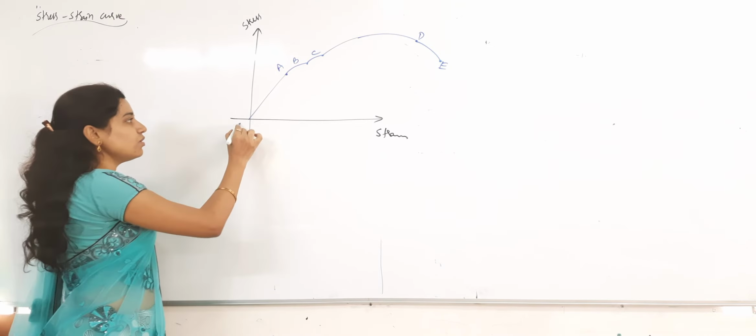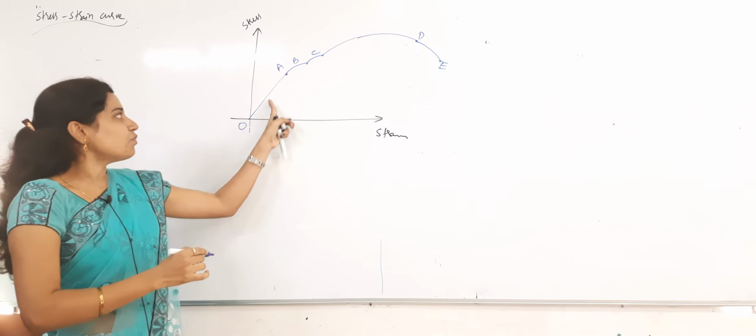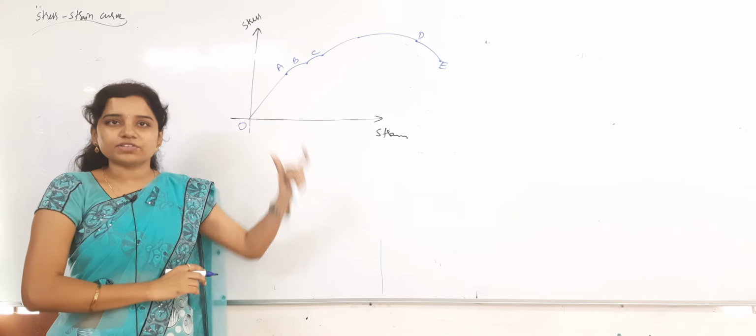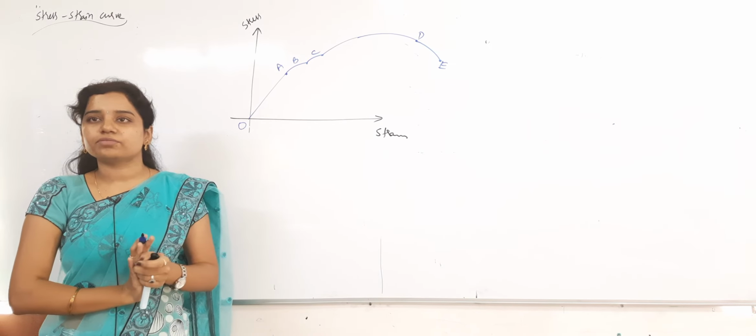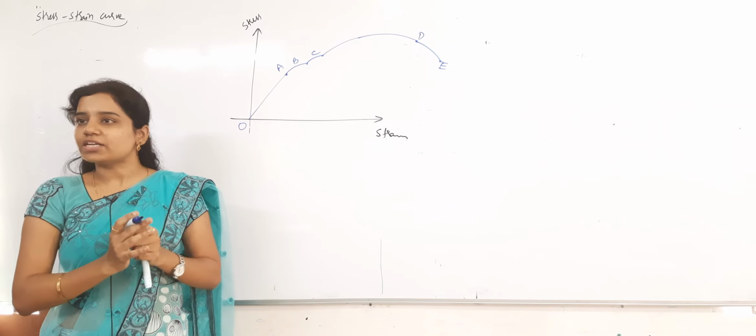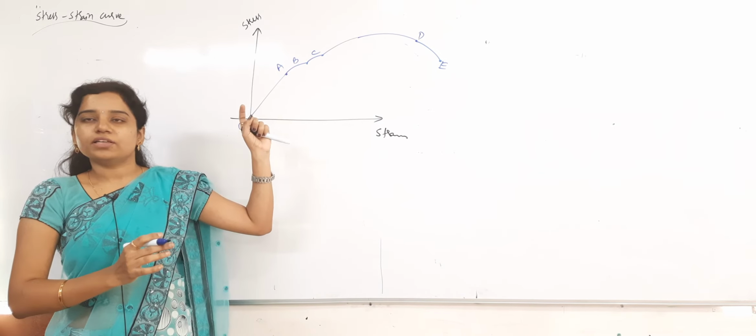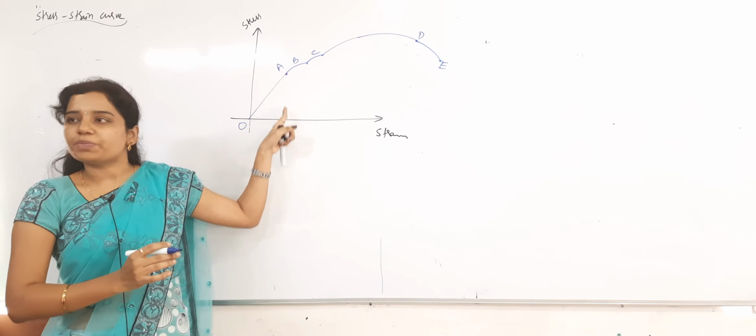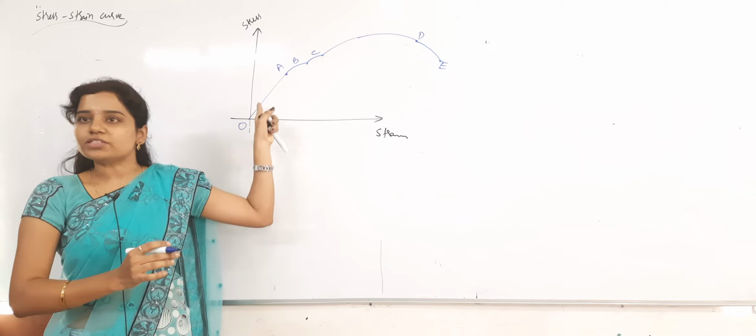So here O and then A. Whenever you see the line from O to A, what are you thinking about it? We got a straight line, right? A straight line starting from the origin. Can I take the slope of this one? The slope is constant only, right? A constant slope is there here.